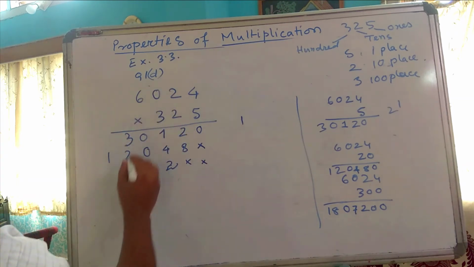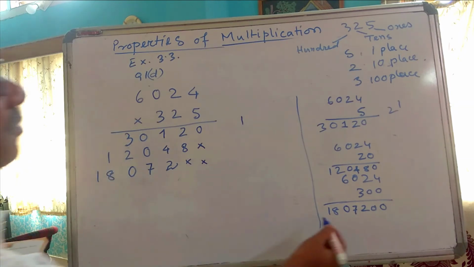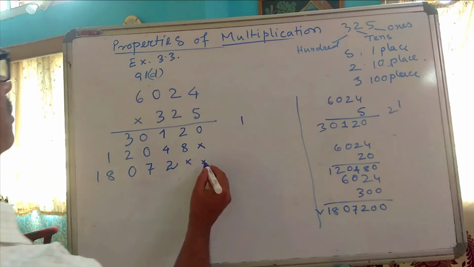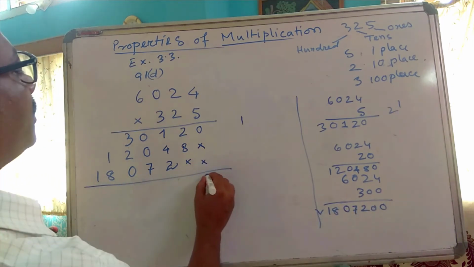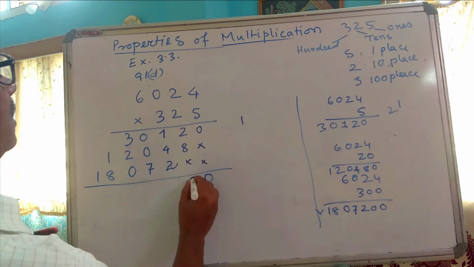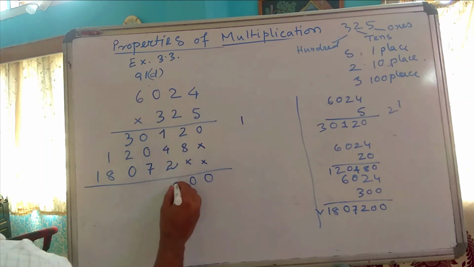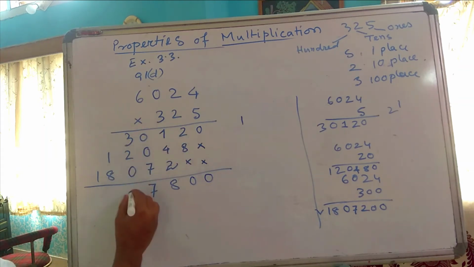Then 3, 0, 0. 3 sixes are 18. Is it the same as this one? 1807200. In place of 00 we can put a cross here also. 0, 8 and a 2, 10, 0, 1 left, 4, 2, 6, 7, 1, 8, 7, 0, 0, 7, 3, 2, 5, 8, 1, 9 and 1.